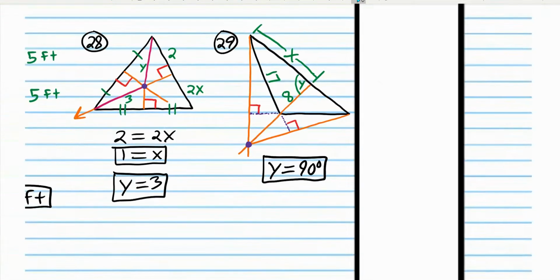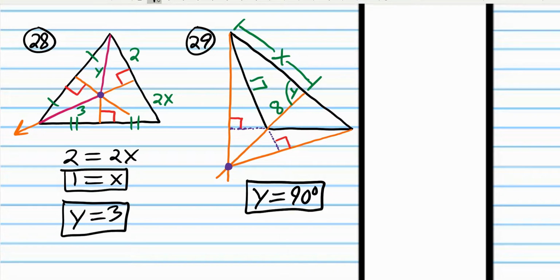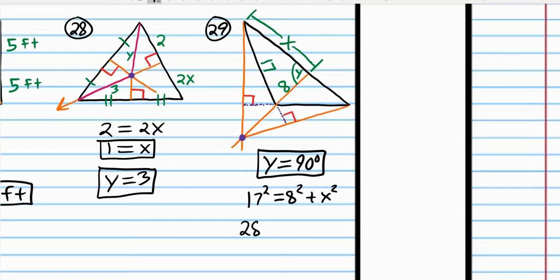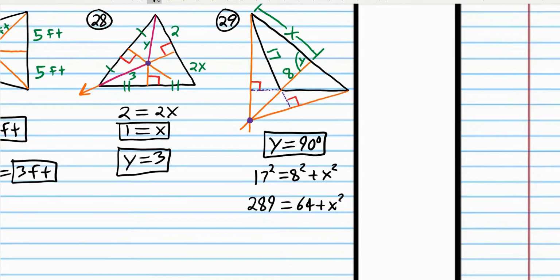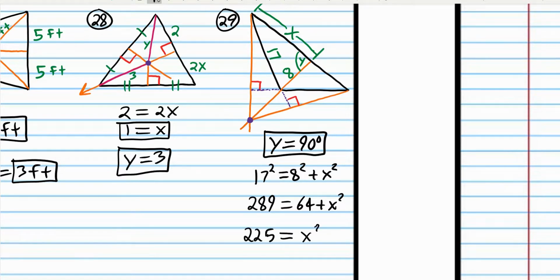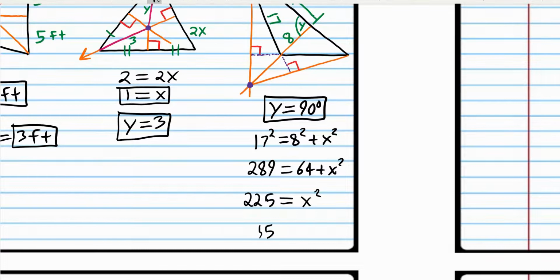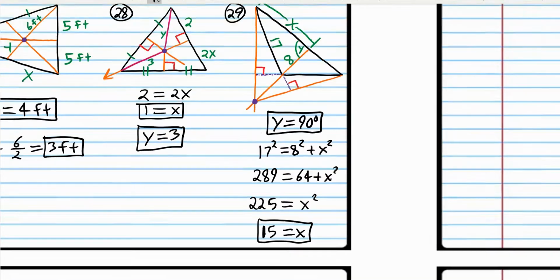So if we take that right triangle out, well, we don't have to take it out, but this side is 8 and this side is 17, so we can use the Pythagorean theorem. So 17 squared is equal to 8 squared plus x squared. And that would be 289 equals 64 plus x squared. Subtract 64 from both sides, and we get 225 is equal to x squared. Square root both sides, and we get 15 is equal to x. So we got those answers.